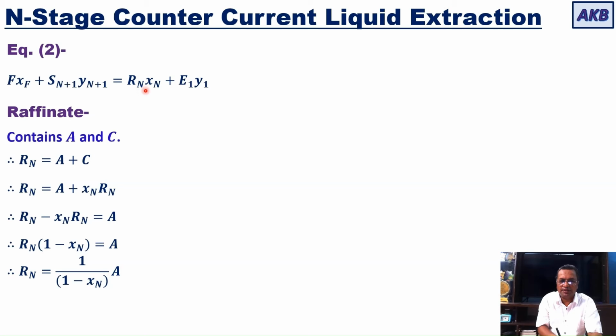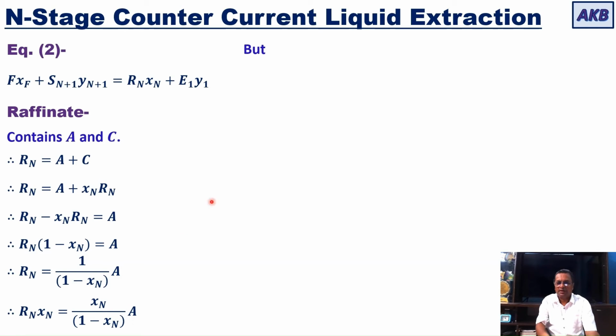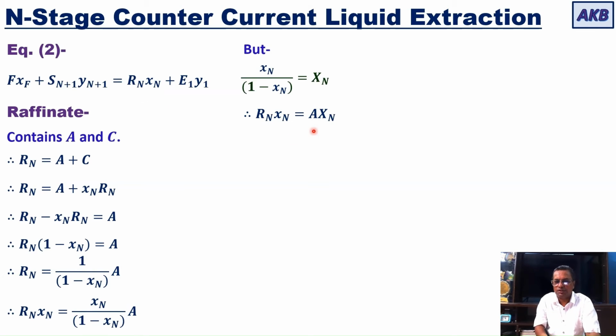And in order to get this term, I will have to multiply with xn on both the sides. So it will be Rn into xn, that is equal to xn upon 1 minus xn into A. But small xn upon 1 minus small xn is capital Xn. That means Rn into xn will be equal to A into capital Xn. That is, the term Rn into xn can be replaced with A into capital Xn.